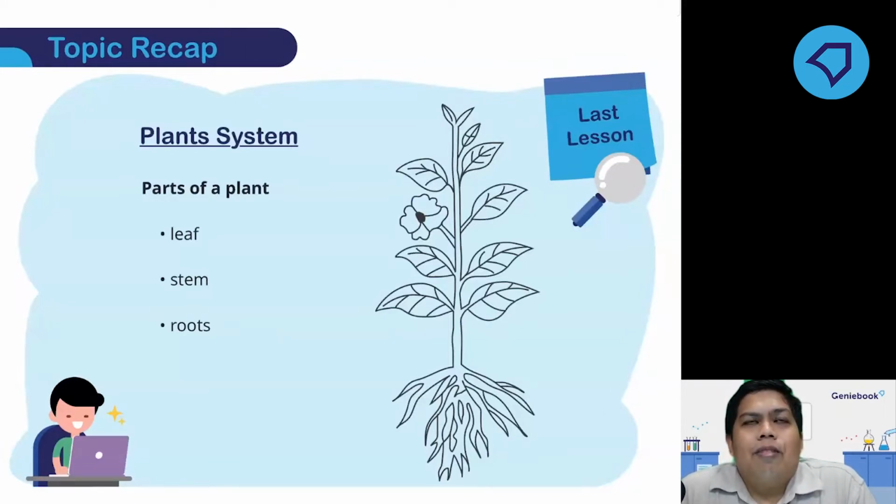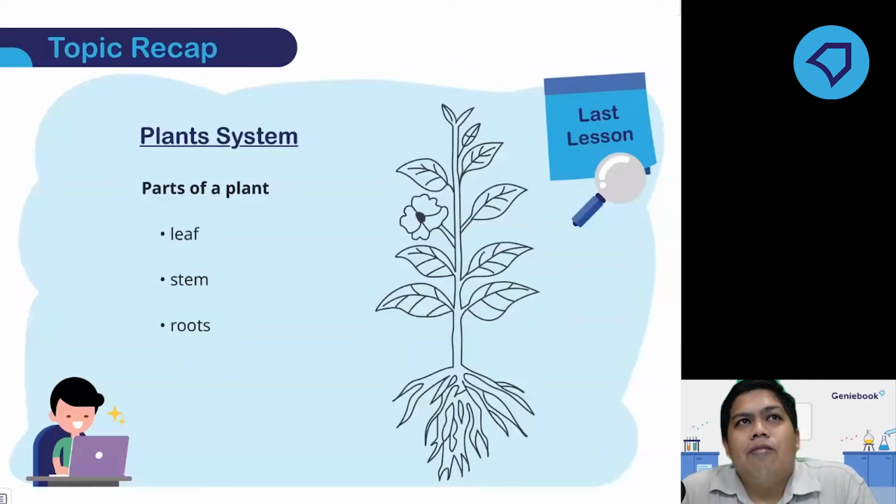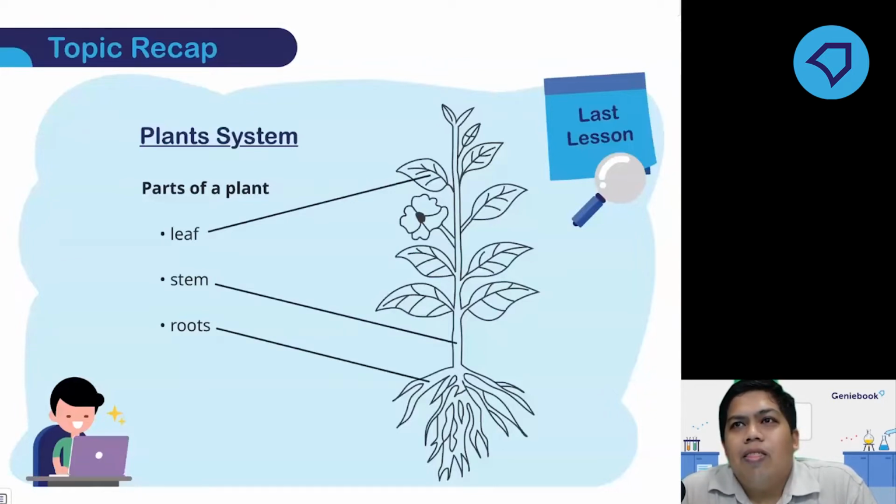By now, you should already know where's the leaf, where's the stem, and the roots. So I'm just going to play this animation for you. That is one of the leaves, that is the stem, and those are the roots.